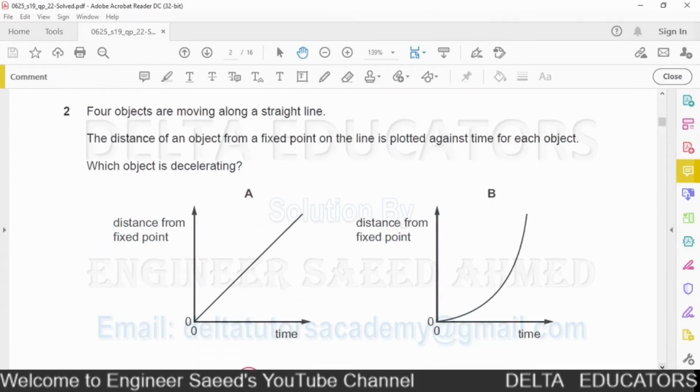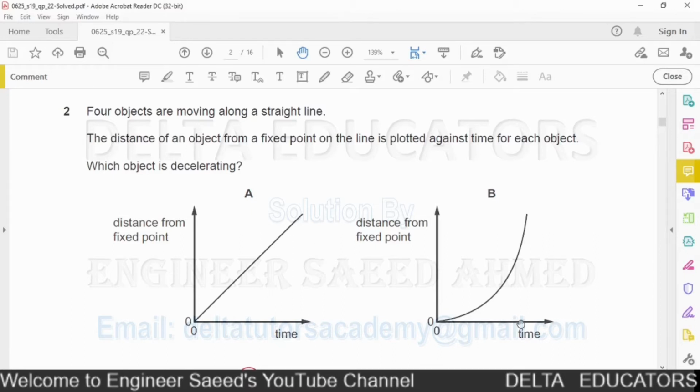Four objects are moving along a straight line. The distance of an object from a fixed point on the line is plotted against time for each object. Which object is decelerating? In option A, the graph is plotted in between time and distance. So this gradient will represent velocity. And here it is uniform velocity. Uniform velocity means here acceleration is 0.